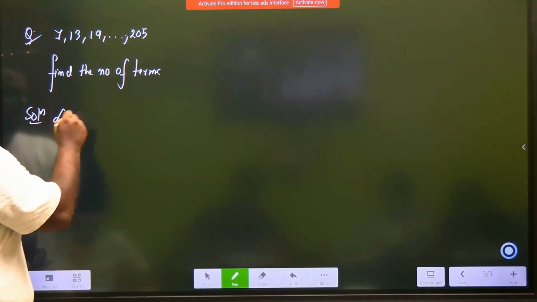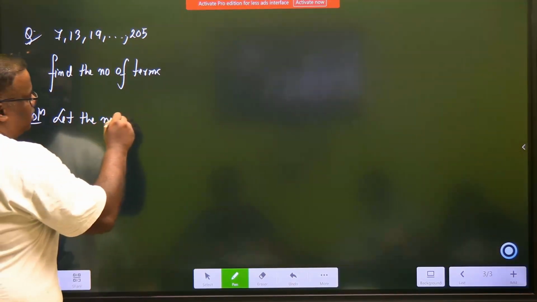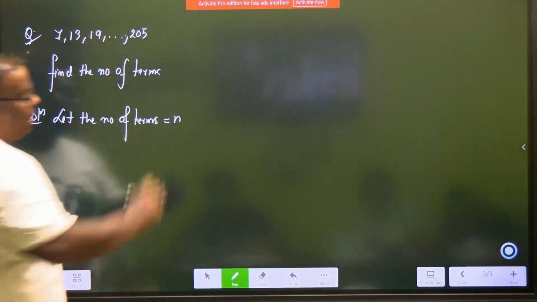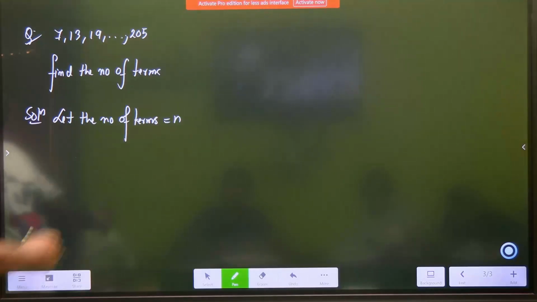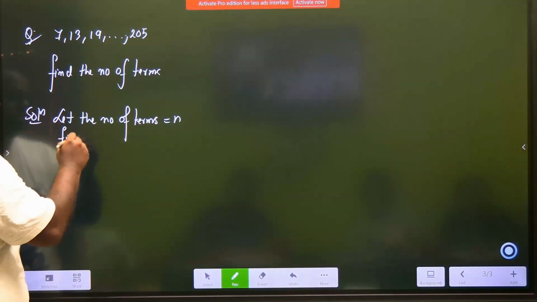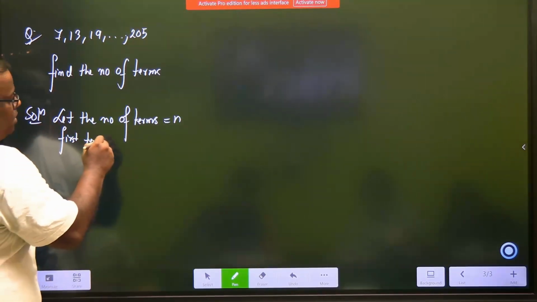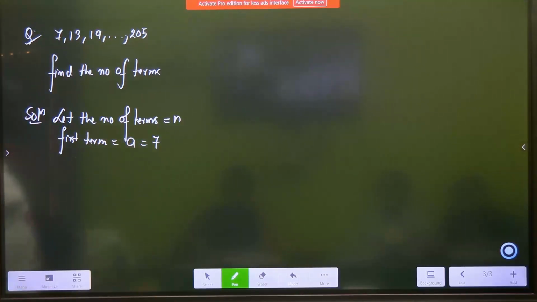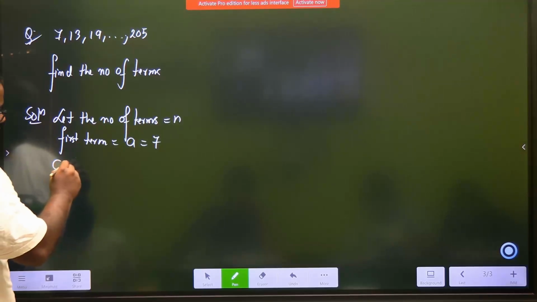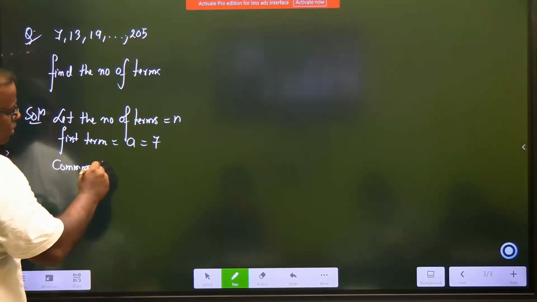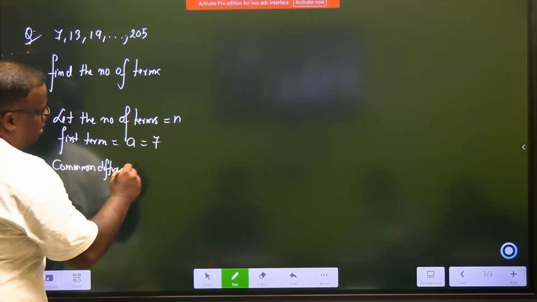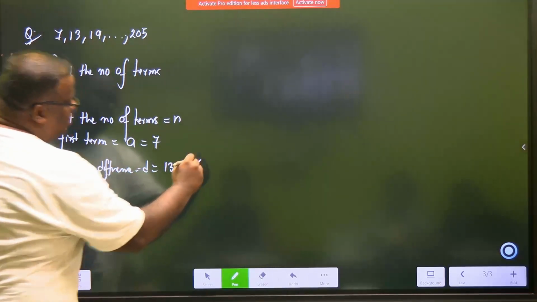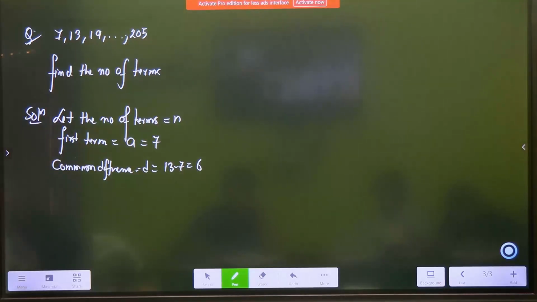Let the number of terms be equal to n. Agreed? The first term be equal to a, which is equal to 7. Agreed? The common difference, very easy problems. Common difference is d, which is equal to 13 minus 7, which is equal to 6. Very good.